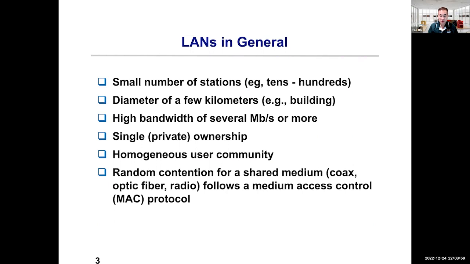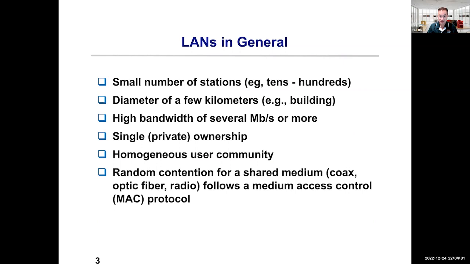There are a certain number of stations. They could be small stations, or station means your computer, laptop, or whatever. And there could be tens and hundreds. It's made to scale very well. And the diameter is a few kilometers, usually located within the building. When you connect Ethernet to your computer, that's going through a local area network. And it has a high bandwidth, several megabits or more.